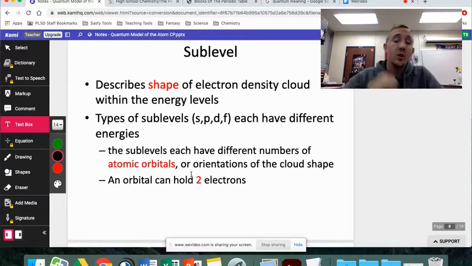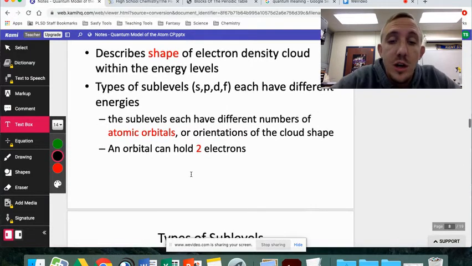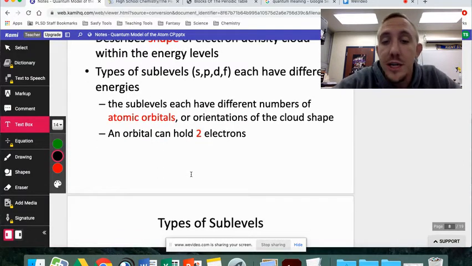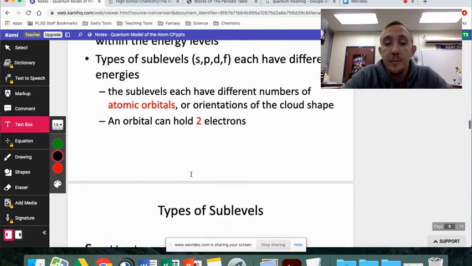An orbital can hold 2 electrons. We're going to be talking about this, and I have a worksheet that you're going to do. I'm also going to post a video of me helping you with the worksheet, to see where you're drawing out information. But make sure you're writing these notes down. I promise you, you're going to need these.